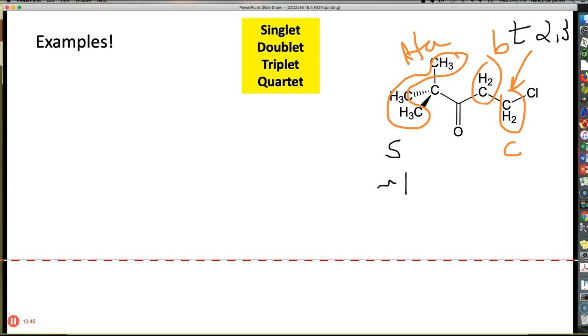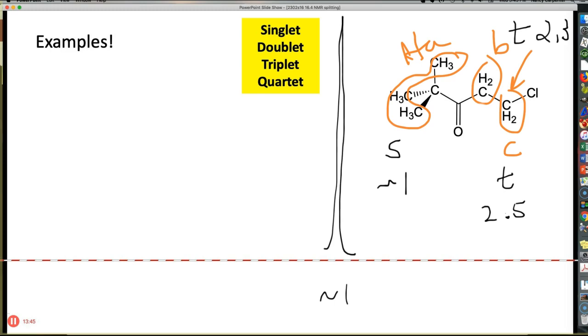Alright, now, how about H sub C? Well, again, H sub C has 2 neighbors. 2 plus 1 equals 3. So H sub C is also going to be a triplet. These two might be fairly close to one another. We'll say that H sub C is more like 2.5. I don't know. Look it up in your correlation chart. So what I should see for this particular molecule is a humongous 9-hydrogen singlet around 1, and then 2 triplets, probably pretty close to one another, more downfield in my proton NMR spectrum.